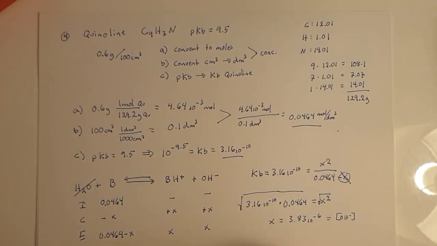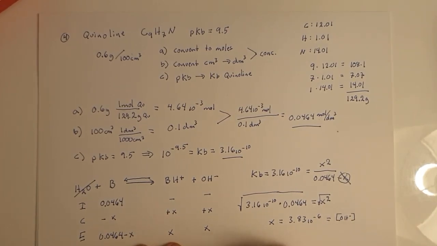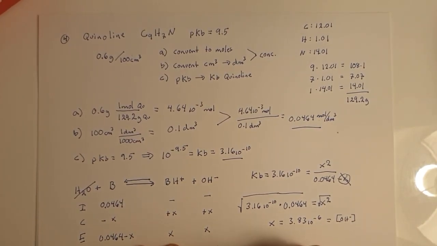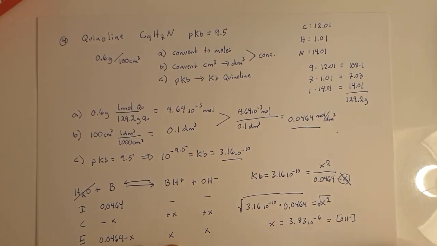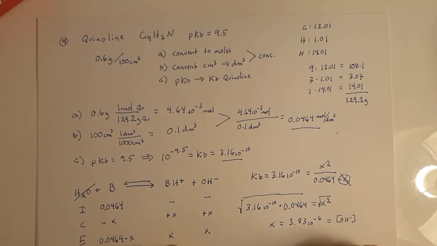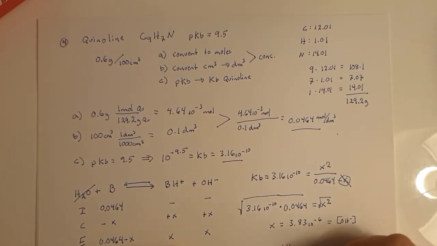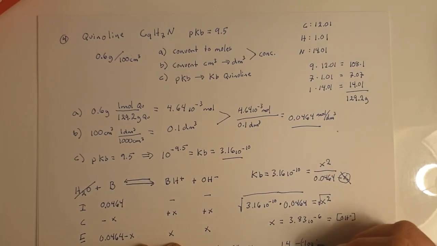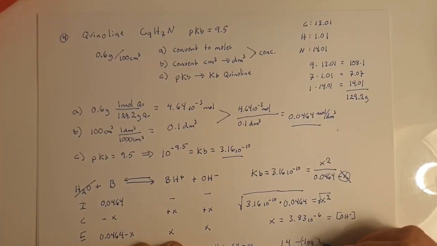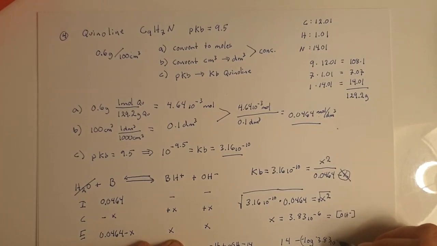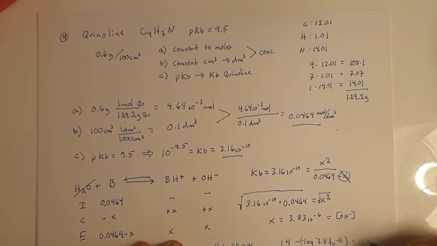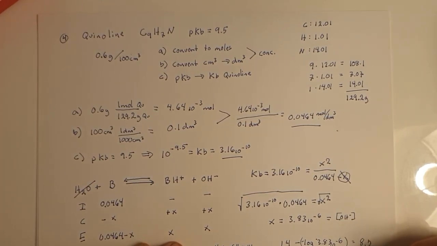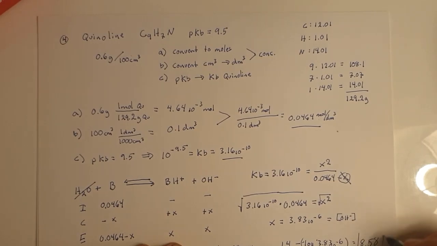Now, we know that the pH plus the pOH must equal 14. And since we're finding the OH here, we can take 14 minus the negative log of 3.83 times 10 to the minus 6, which should give us the pH. And the pH is 8.58. And that is the answer.